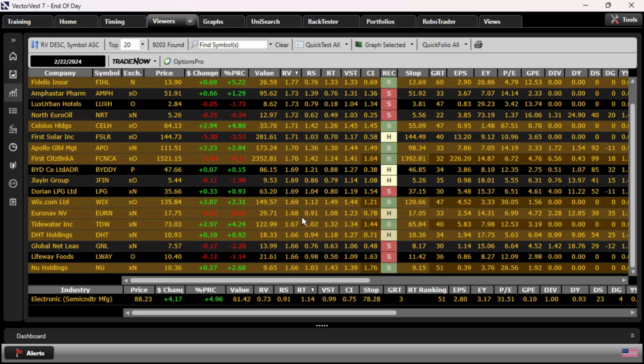And pencils down. So again, write down the symbols of the stock price patterns that you liked. Put them in a watch list or write them down and look for follow through the next day.